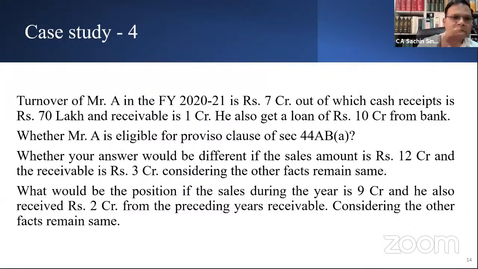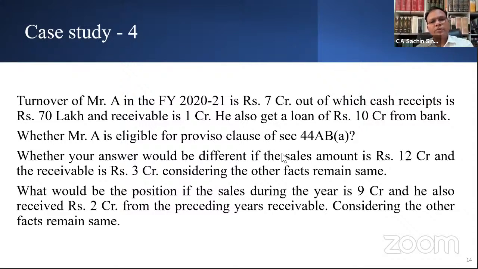And the cash received is 70 lakhs. So this is allowed, and you are within the provision, and you can claim the benefit of the proviso clause. And for you, the tax audit limit would be 10 crore and not 1 crore. Now come to the next question.